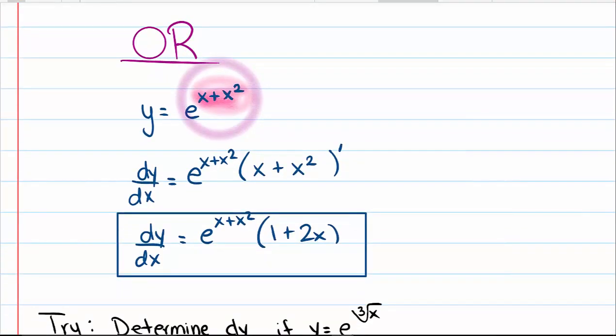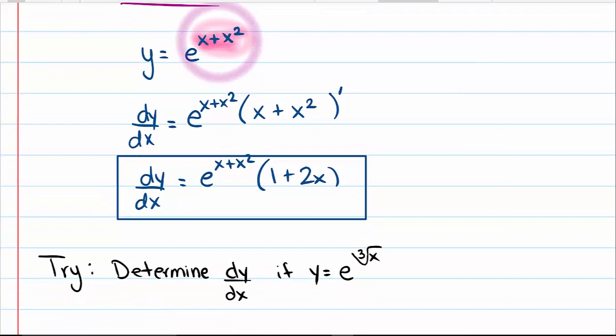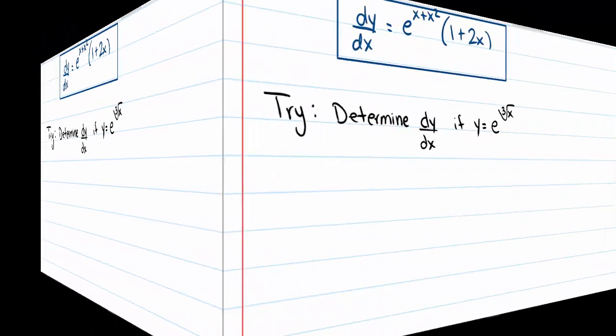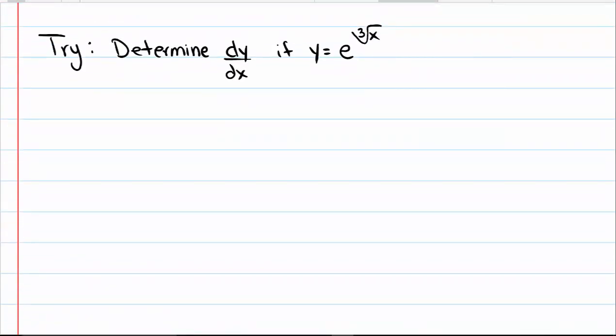Alright, let's do one that you're going to try on your own right now. So I want you to determine dy/dx if y is equal to e to the power of the cube root of x. So I'm going to show you both ways of doing it, one way and then the other way. Let's do it. So y is equal to e to the cube root of x. So then I'm going to let y equal e to the u, and I'm going to let u equal the cube root of x.